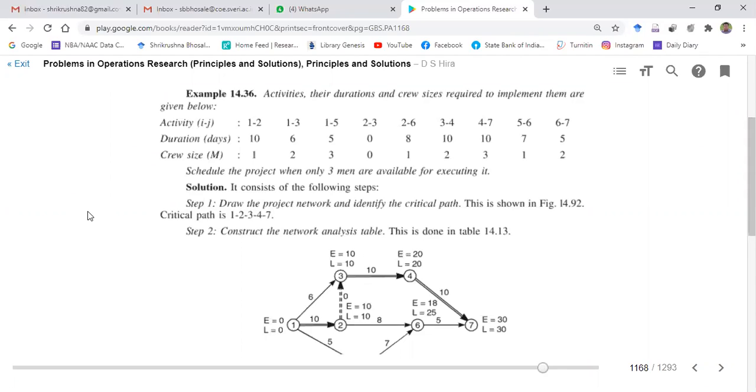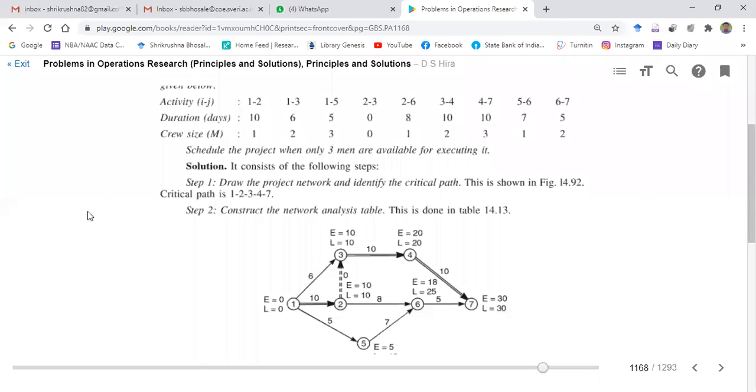So obviously it consists of the following steps. First, we have to prepare the network diagram. The network diagram will be shown on the shared screen. So 1 to 3, 6 days are required. 1 to 2, 10 days are required. 1 to 5, 5 days are required. I think this is a similar example to the last example, where we have to find out the critical path by calculating early times.